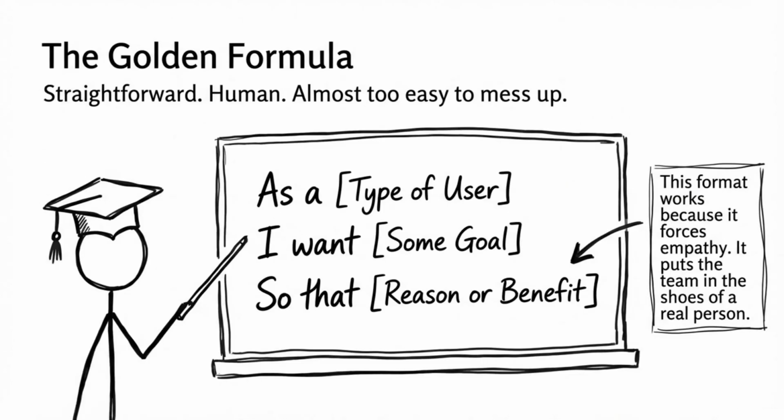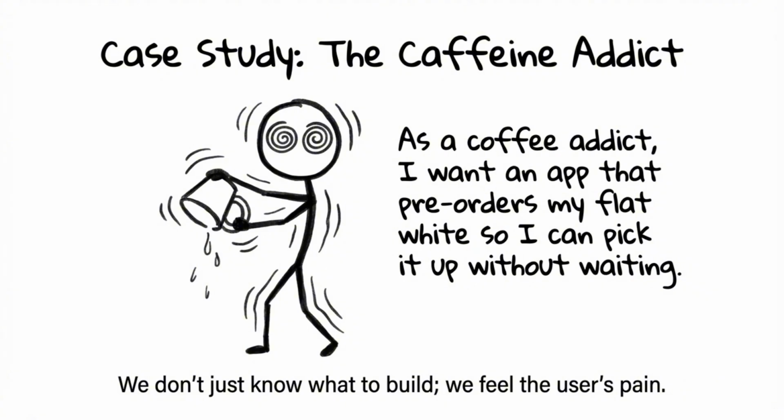Here we have what I call the golden formula. It's really straightforward. As a user, I want goal, so that benefit. It seems almost too easy, but people actually mess this up quite a bit. The reason it works is that it forces empathy. It basically puts the team in the shoes of a real person instead of just listing out tasks.